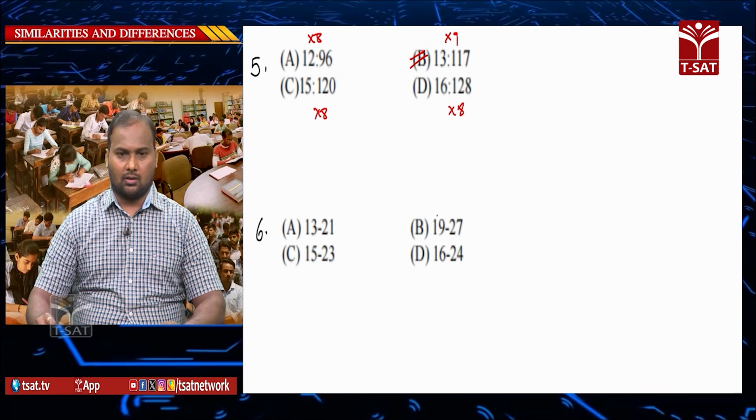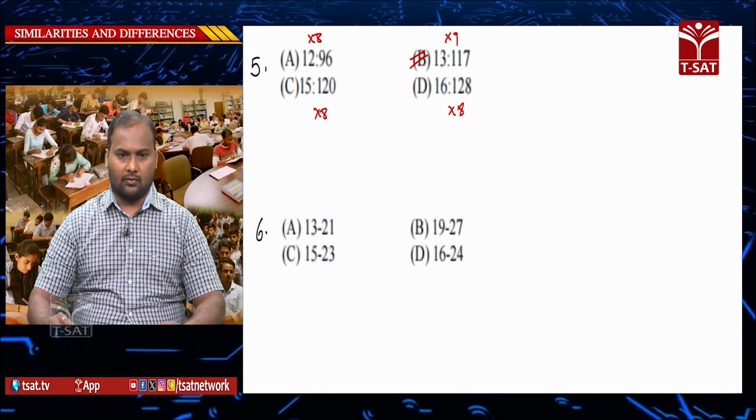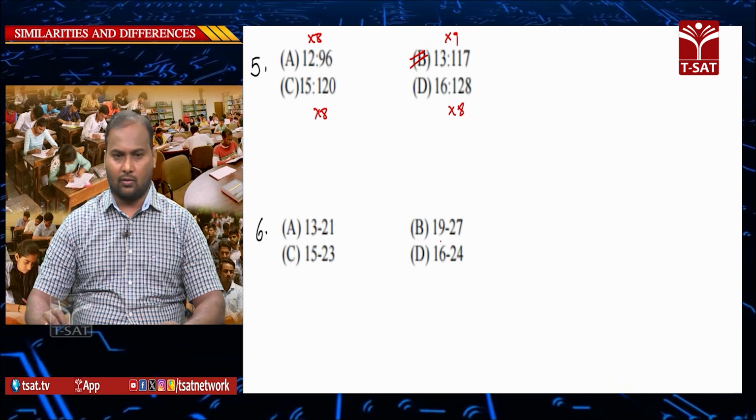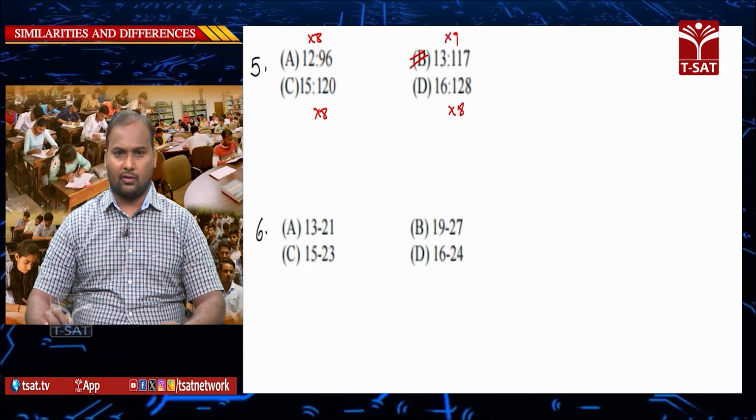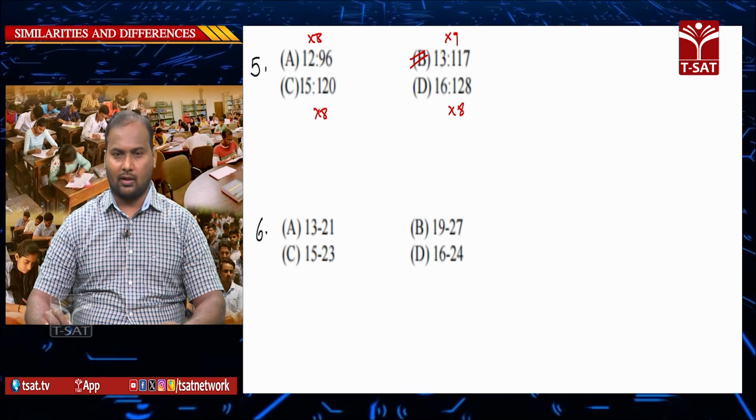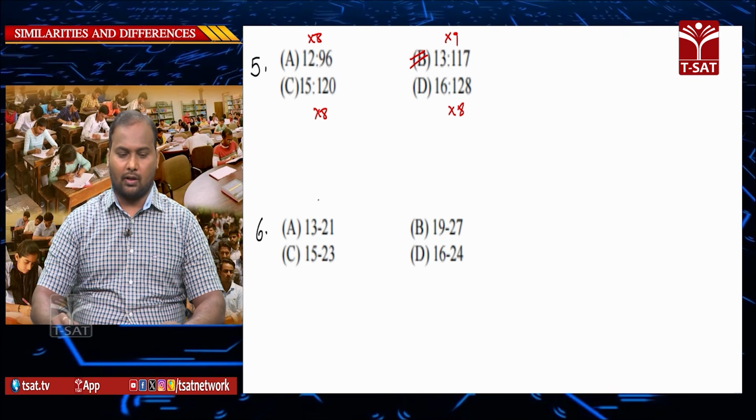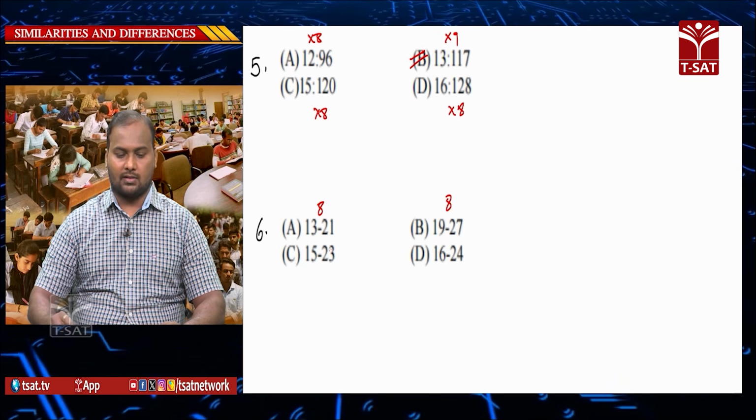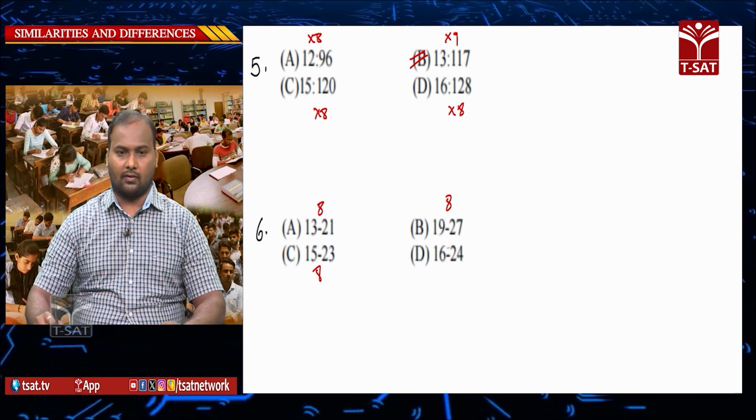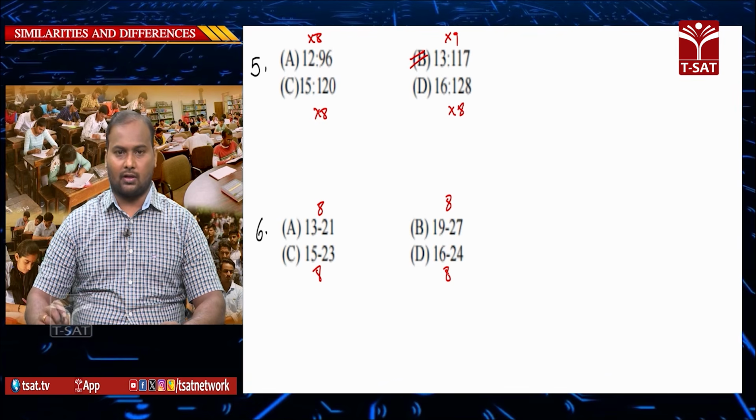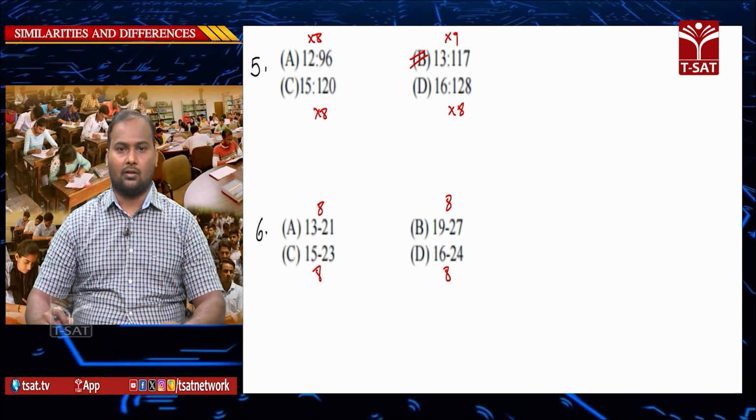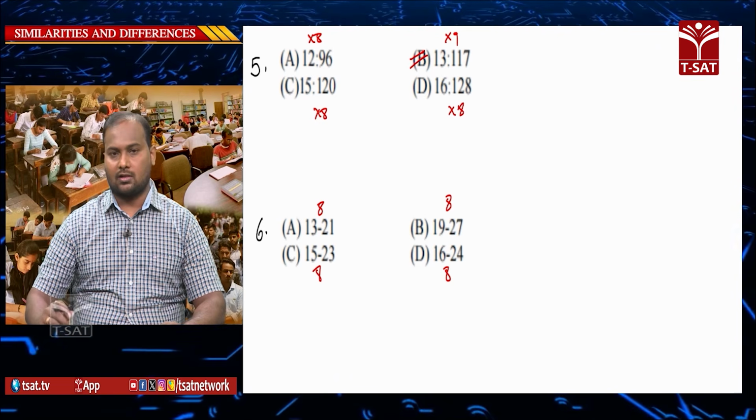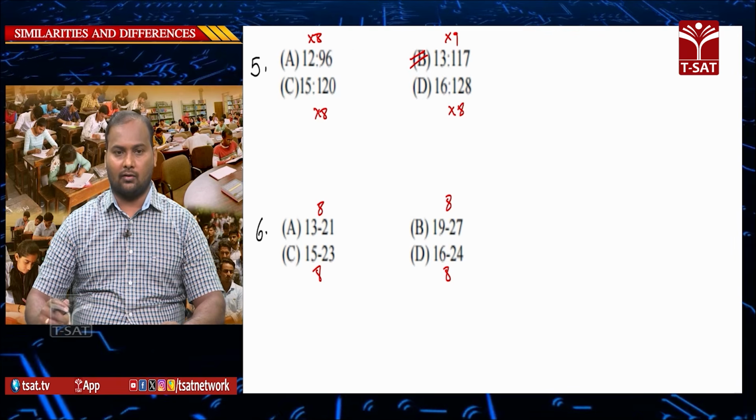13 21, 19 27, 15 23, 16 24. Once you observe the range of numbers, the students try to take the difference here. For example, 13 to 21, what is the difference? 8. 19 to 27, the difference is 8. 15 to 23, the difference is 8. 16 to 24, the difference is also 8. Everything is similar. There is no different one. But what is the logic here? We need to find out the different one.